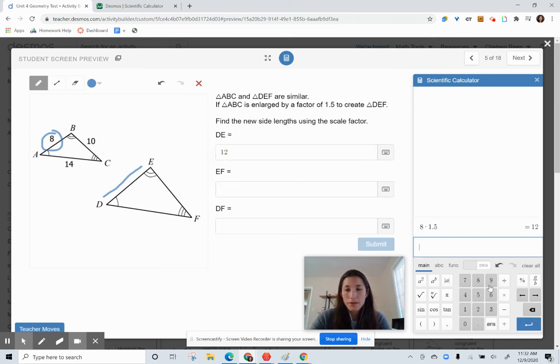Then for EF, EF matches up with this side here, that's 10. These are in the same relative position. So we're going to do 10 times 1.5, 15.